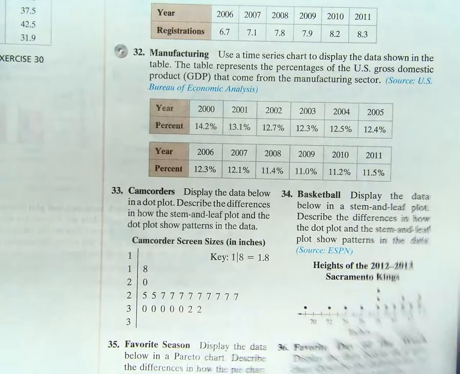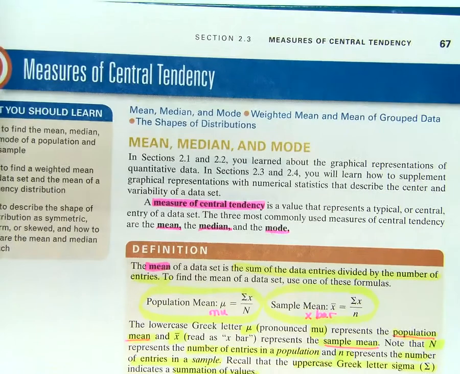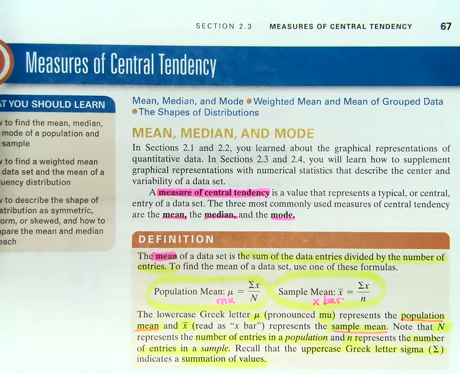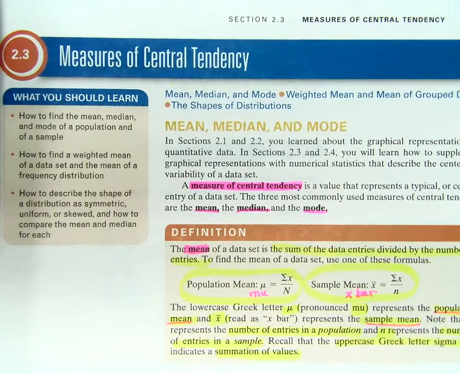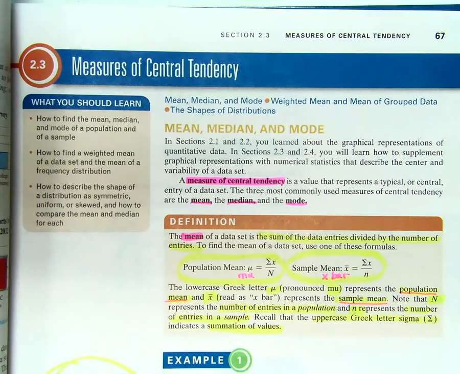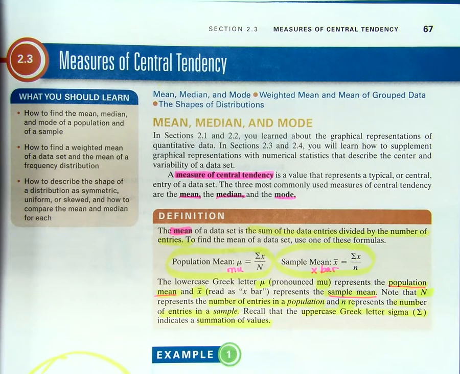Okay. Section 2.3 is measures of central tendency. Guys, you already know how to do this, don't you? This is mean, median, and mode. How long have you been doing mean, median, and mode? 5th grade, 6th grade, something like that.